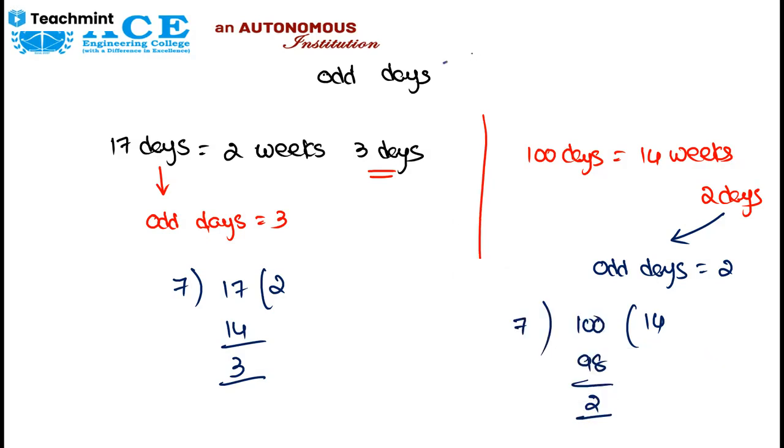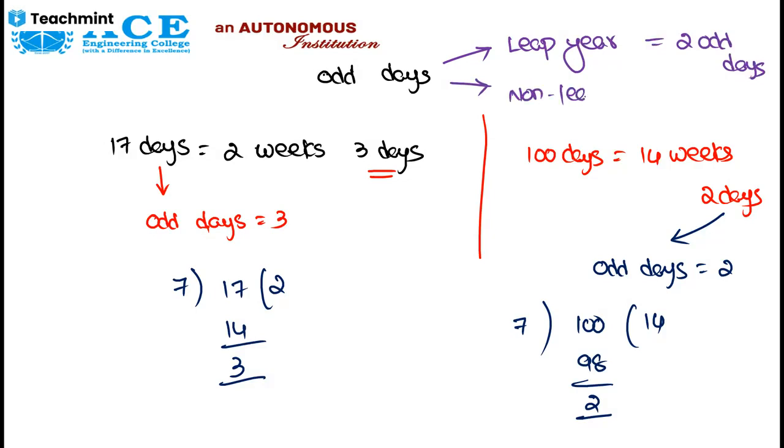Non-leap year, how many odd days? Leap year has 366 days. If you divide by 7, we get 2 odd days: 52 weeks, 2 days. Whereas a non-leap year has 365 days, 52 weeks and 1 day. So we'll get only 1 odd day.